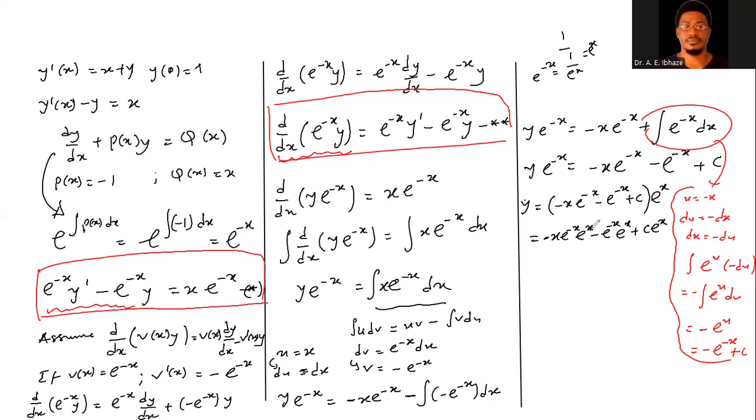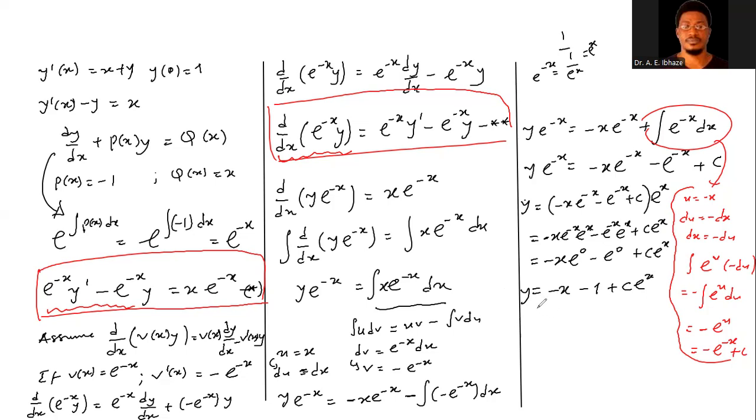So this now will reduce to 0 because this will be minus x e^0 minus e^0 plus c e^x. So this will reduce to 1. So that's minus x minus 1 plus c e^x equal to y.